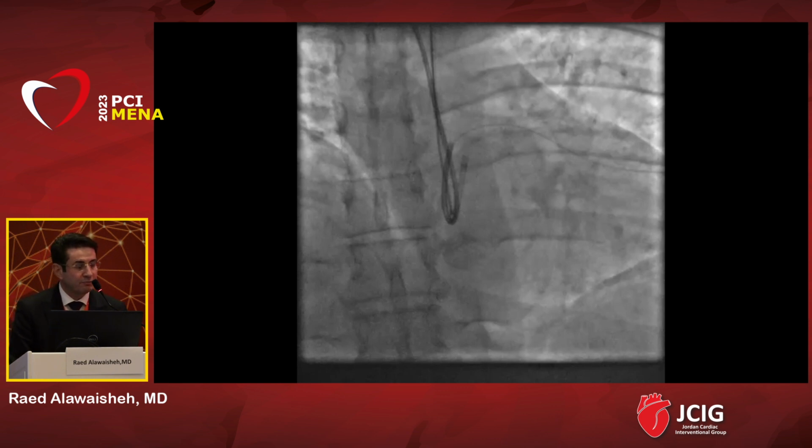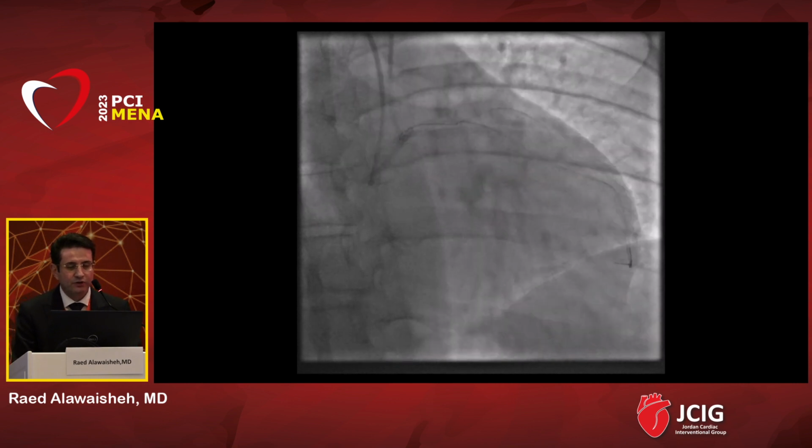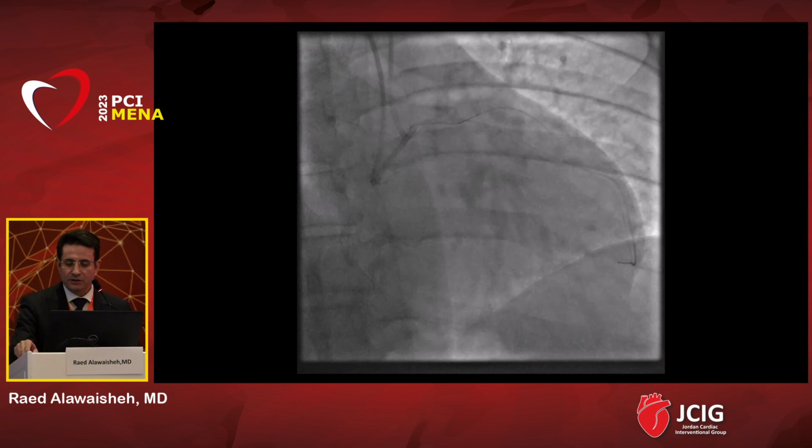For example, when you use the EBU for the antegrade, you use the left Judkins for the retrograde. So this will make another direction for another ostium of the catheter. So you can go with the wire there. And this is what I'm trying to do.